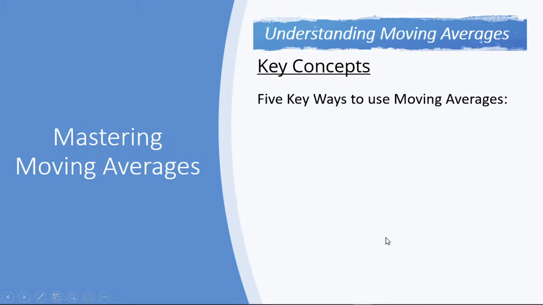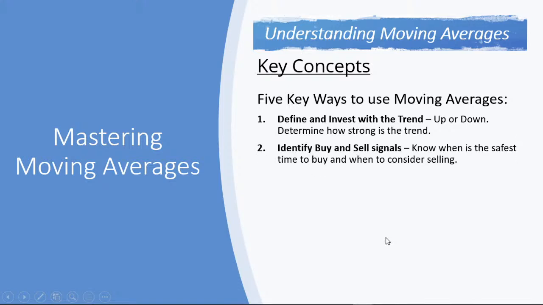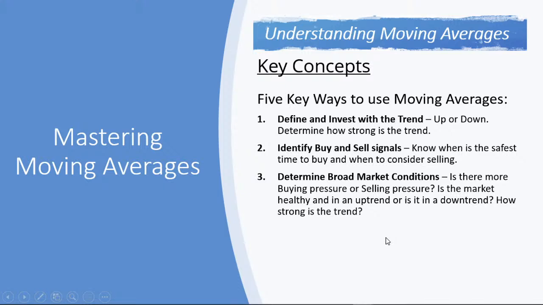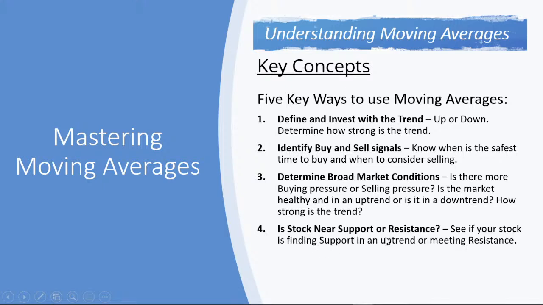So here are some key concepts. Five key ways to use moving averages. Number 1, define and invest with the trend, whether it be up or down. So we want to determine how strong the trend is. Number 2, they help us identify buy and sell signals. So it helps to know when is the safest time to buy and when to consider selling. Number 3, determine broad market conditions. Is there more buying pressure or selling pressure? Okay. Is the market healthy and in an uptrend, or is it in a downtrend? And how strong is that trend? Is the stock near support or resistance?